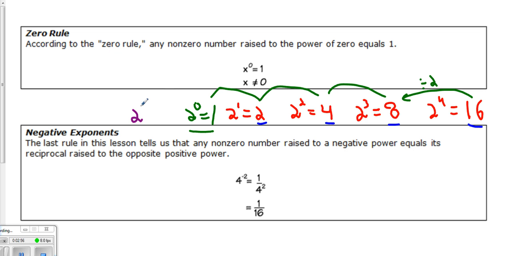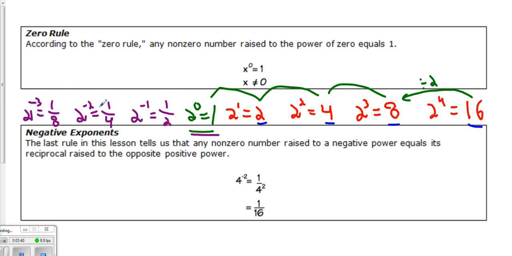What if we kept going and I went 2 to the negative 1? Well, 1 divided by 2 is 1 over 2, or 1/2. 2 to the negative 2 means 1/2 divided by 2 becomes 1/4. 2 to the negative 3 would be 1/4 divided by 2, which is 1/8. If you write all these down in between these, this will be a good visual to help you see what is happening with all of these. So this proves our zero property, the zero rule. Anything to the 0th power is 1.